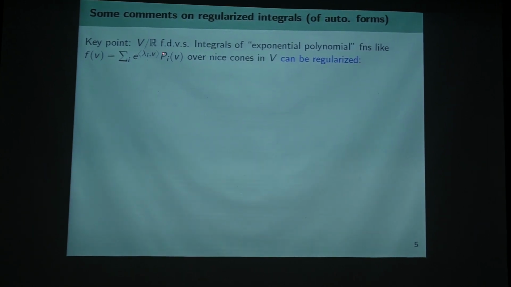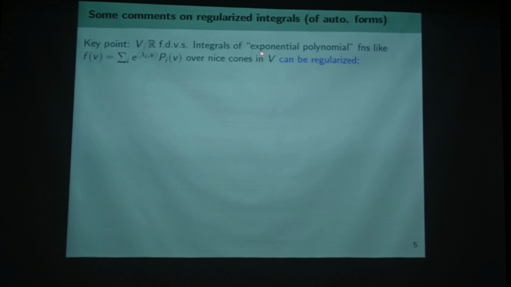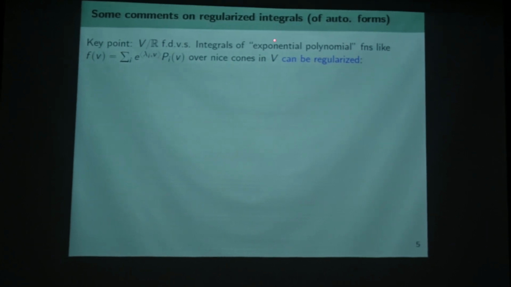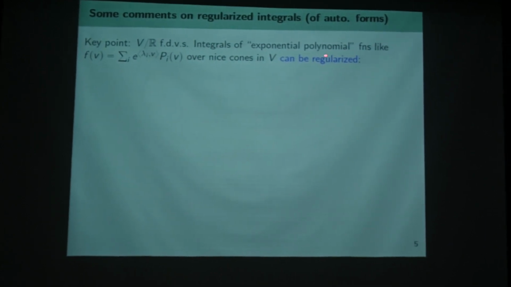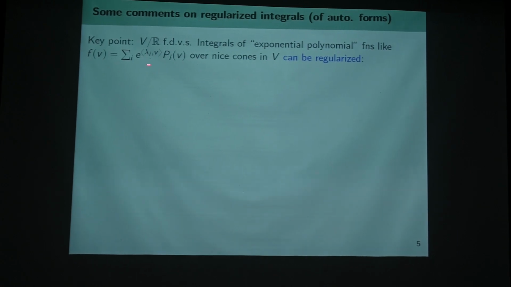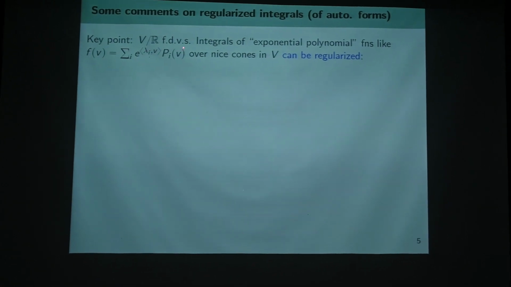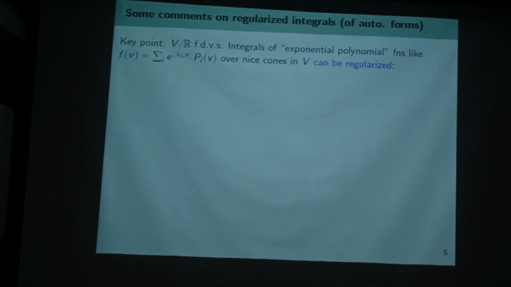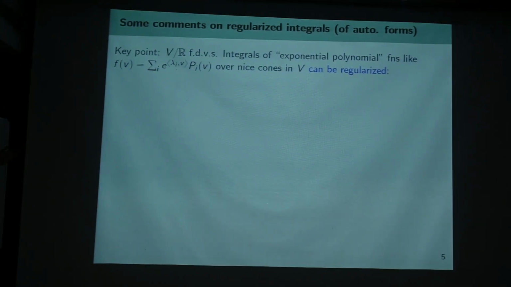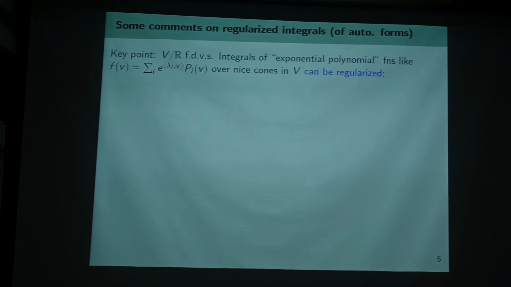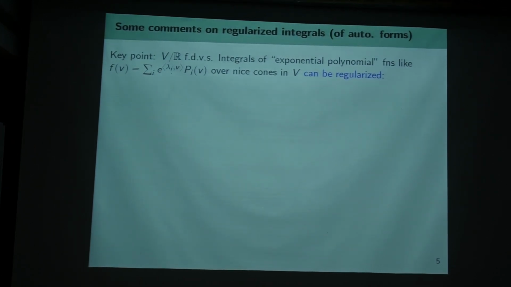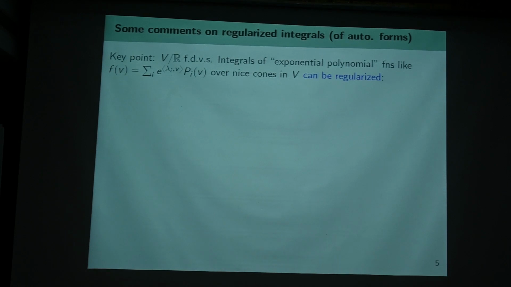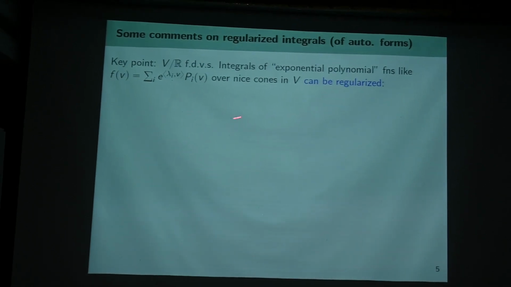So if you have any finite dimensional vector space V over R, you can consider certain functions which are called exponential polynomial functions. Okay, of this form. A product of an exponential function and a polynomial function, you can regularize their integrals over a nice cone in V. Like e raised to minus x, e raised to lambda x into x raised to s dx. You integrate that from 0 to infinity. Okay, I didn't mean from minus infinity to infinity.